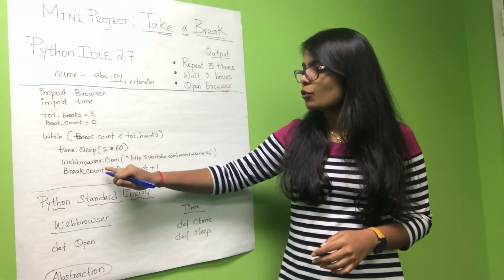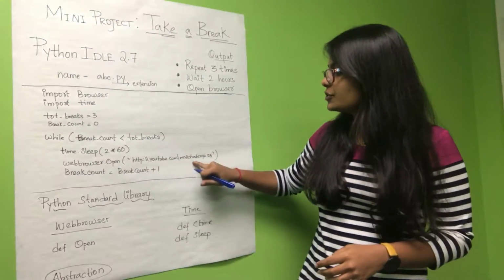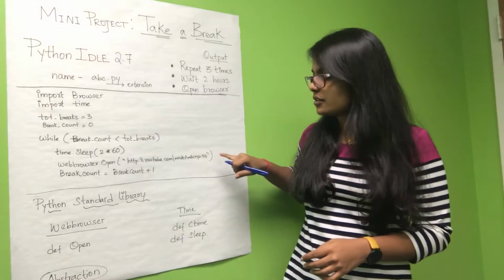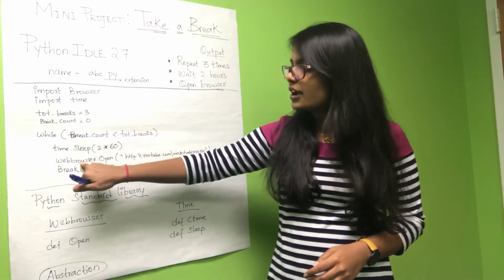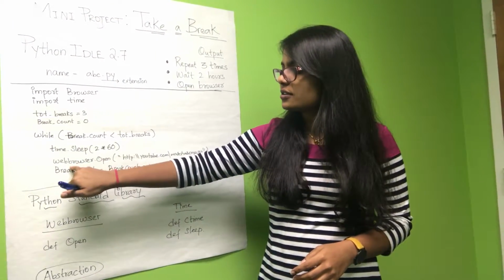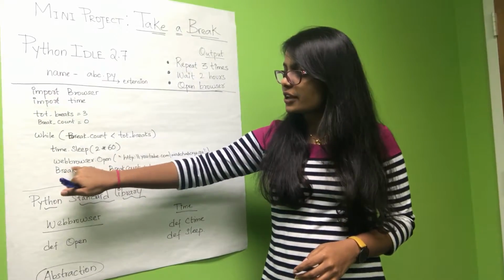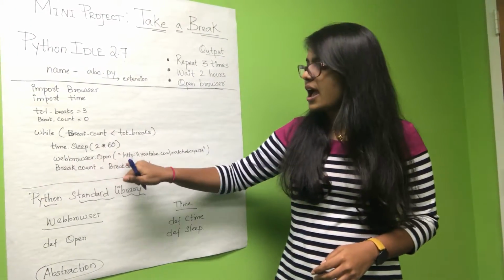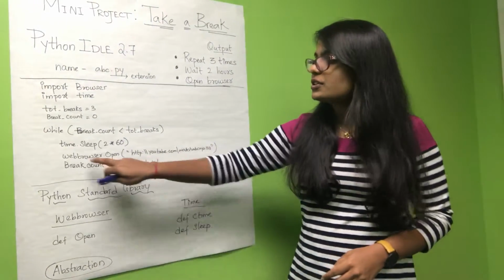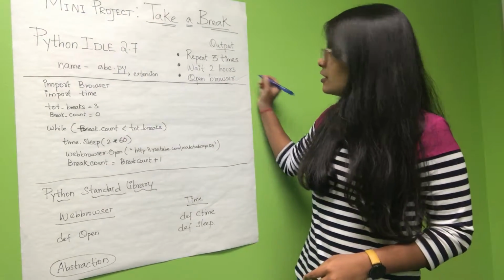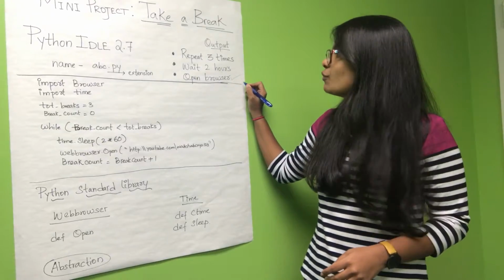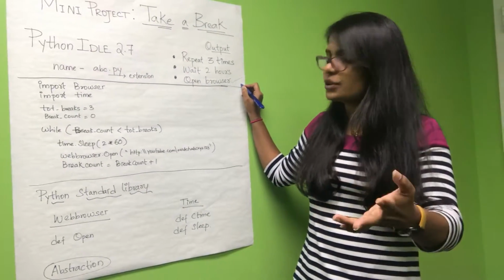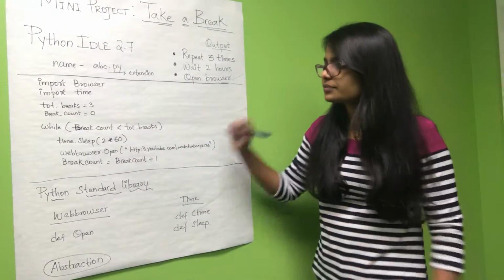First, we would want to open a browser with Siri's favorite YouTube link. For that, you just write a function, webbrowser.open, and give the link there. So this accomplishes the main task that we want: Siri takes a break by watching music.